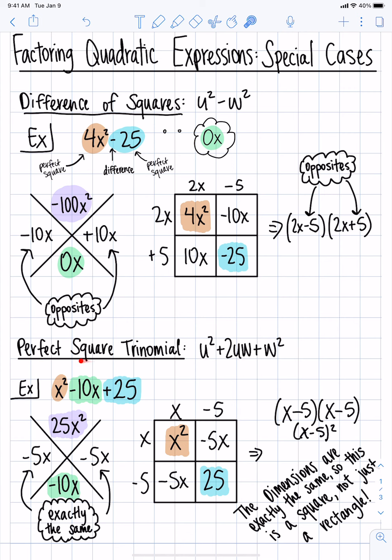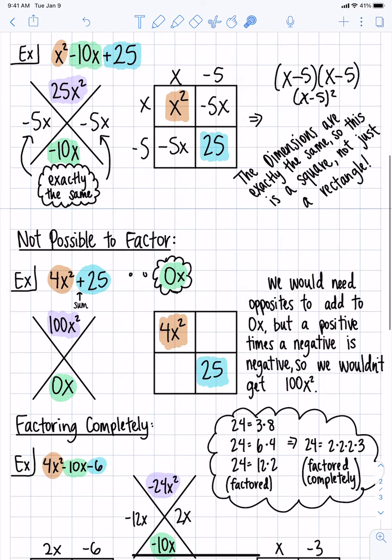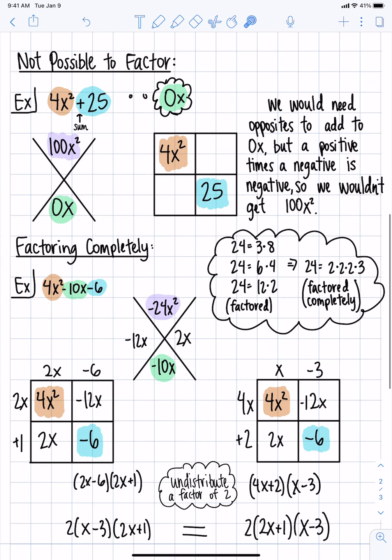And that's where this perfect square name comes from. These are going to be the exact same, which means when we fill them in here, we'll get one side as x minus 5 and one side as x minus 5, meaning our actual answer can be written as x minus 5 squared. Something important to remember about this is because the dimensions are exactly the same, this is a square. It is not just a rectangle. If we were to build this with our algebra tiles, it would form a perfect square. Awesome. So get that page copied down, and then this will be our second page of notes.